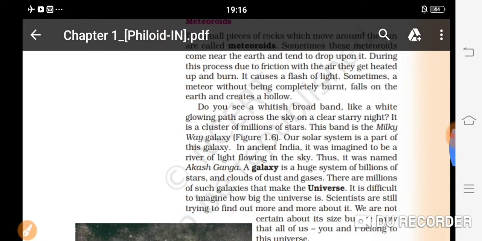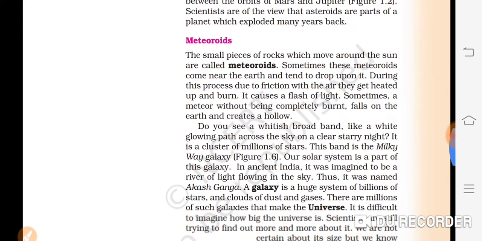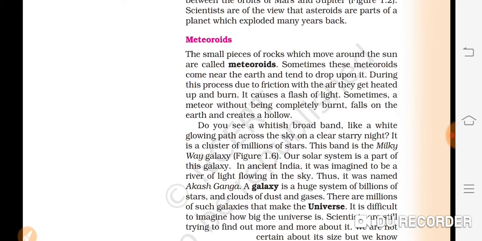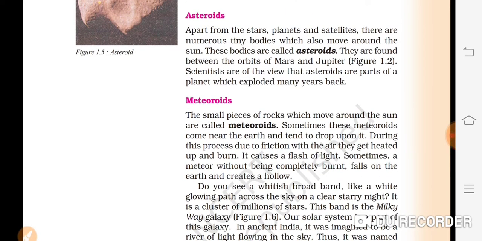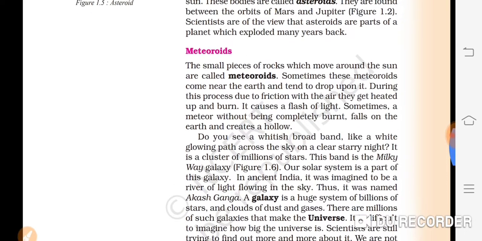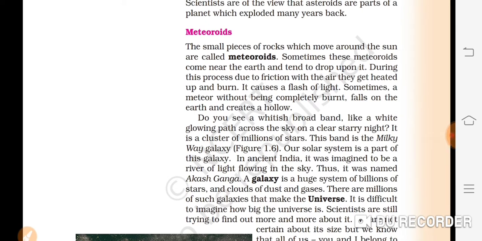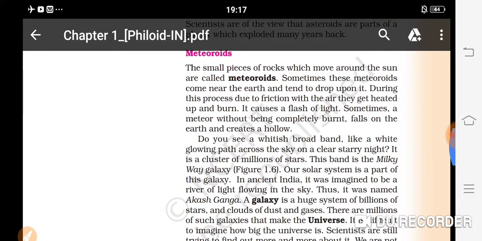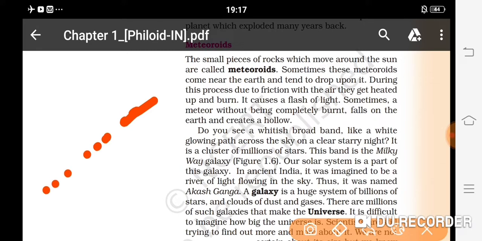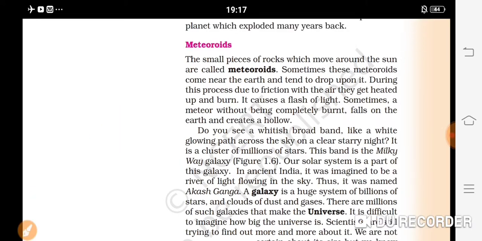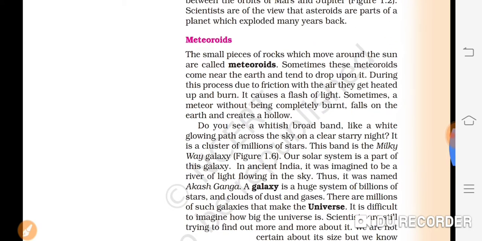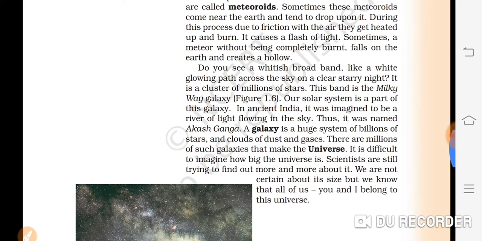And the second thing, what are meteoroids? The small pieces of rock which move around the sun are called meteoroids. Sometimes these meteoroids come near the Earth and drop upon it. Sometimes you hear that we see a shooting star. During this process, due to friction with the air, they get heated up and burn. At night they come down like this and fall, so it causes a flash of light. Sometimes a meteorite, without being completely burnt, falls on the Earth and creates a hollow.